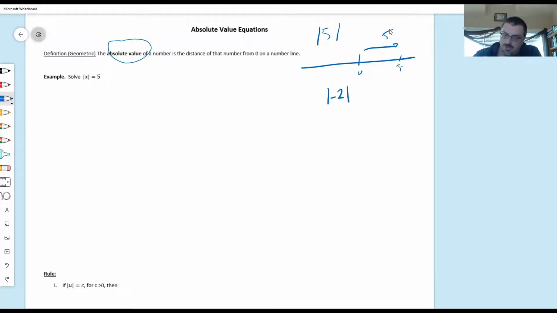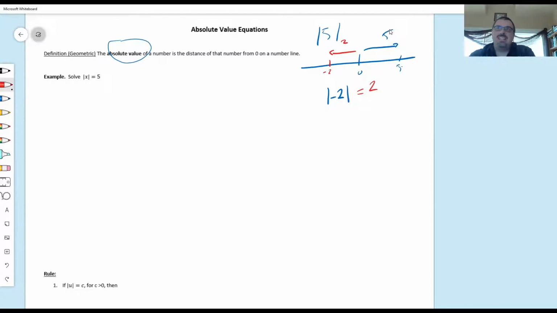Or if I have minus 2, for example, well, minus 2 is over here, right? How far do I travel to get there? Do we do distance in negatives? You never heard someone say, I'm going minus 2 miles, right? We don't do that. So distance is always positive. So the absolute value of minus 2 means travel from 0 to minus 2. I covered a distance of positive 2.